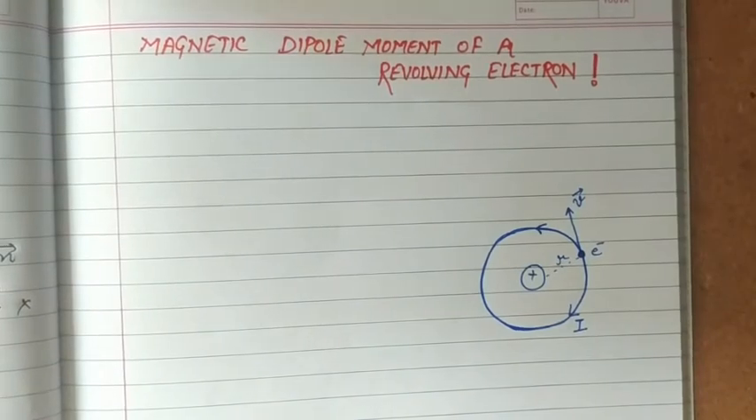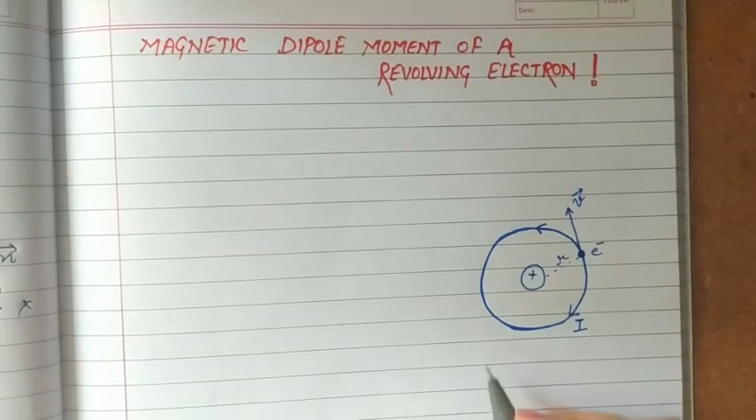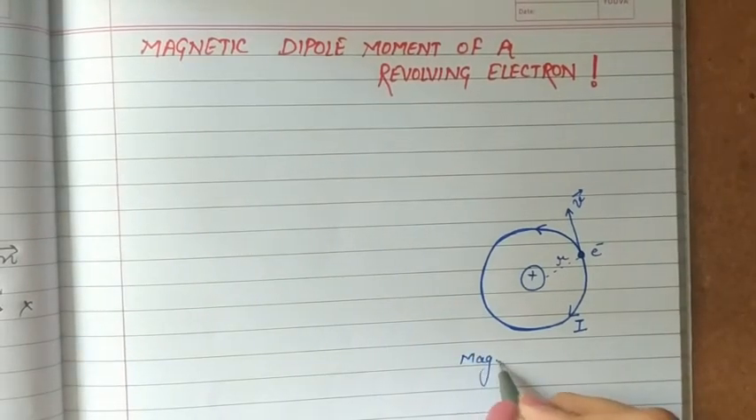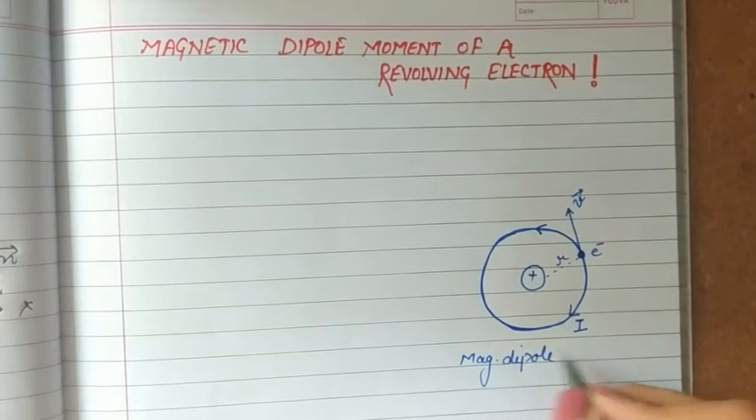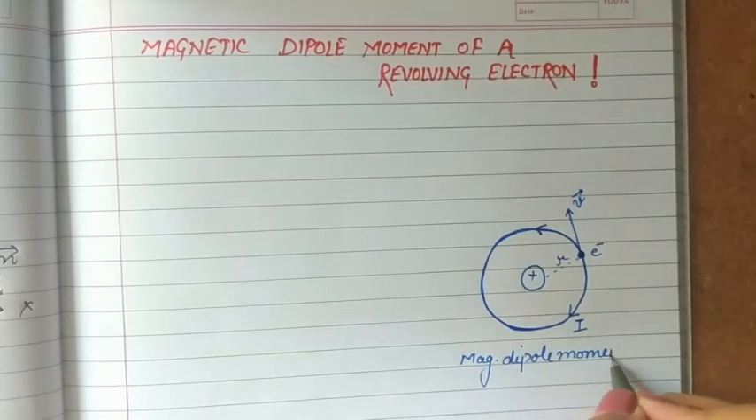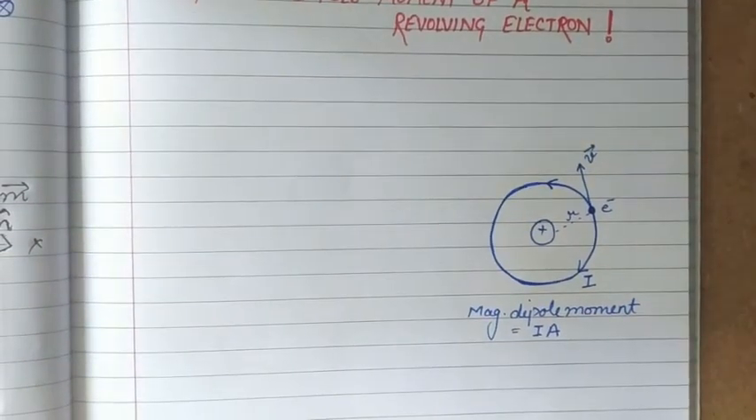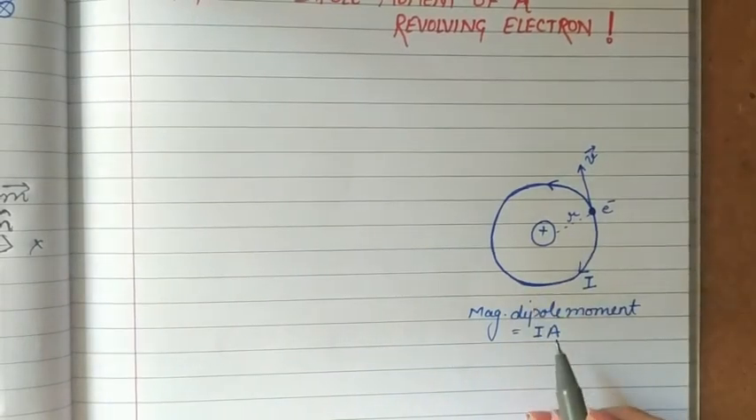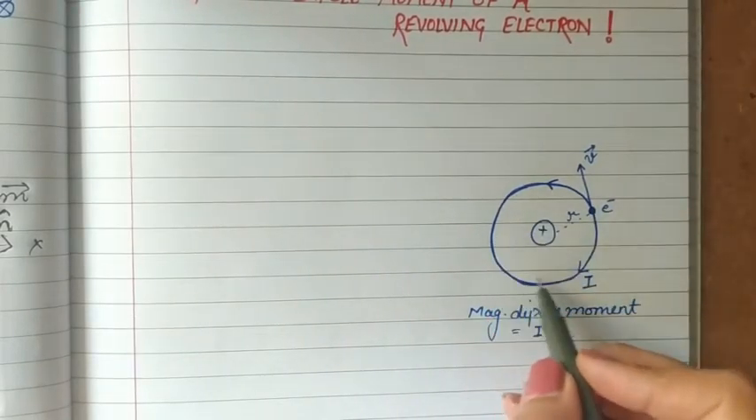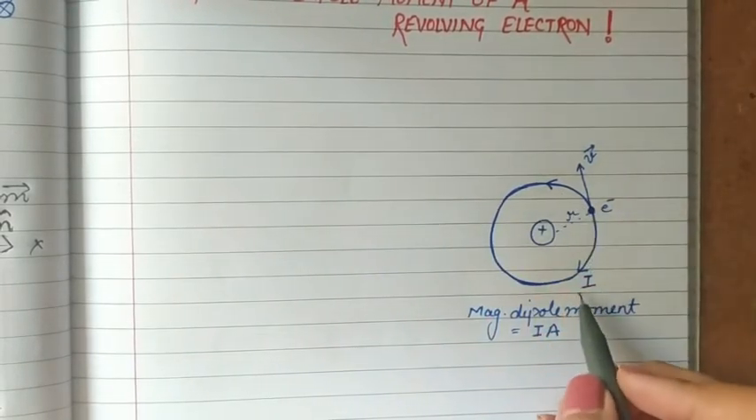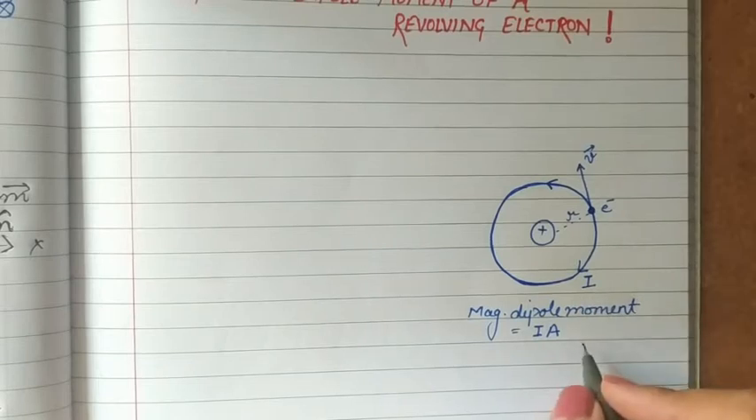Now we have also studied that if we have a current loop, then that current loop is equivalent to a magnetic dipole. That current loop behaves as a magnetic dipole with magnetic dipole moment IA. Okay, that dipole has magnetic dipole moment IA. So in that case, this current carrying loop behaves as a magnetic dipole having magnetic dipole moment IA.